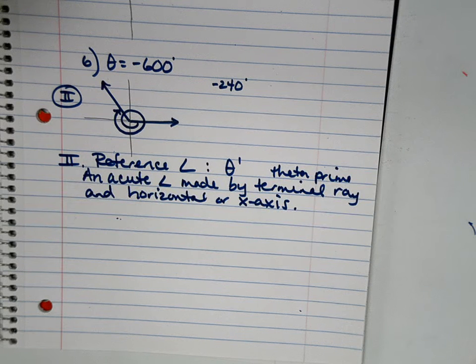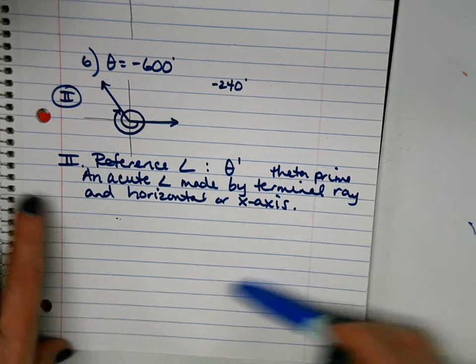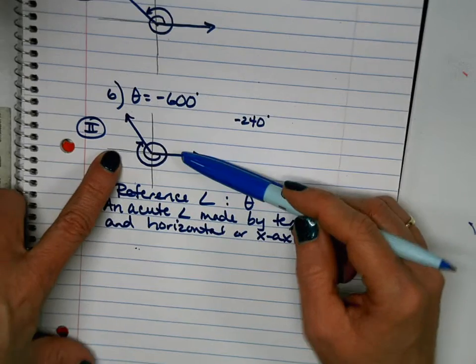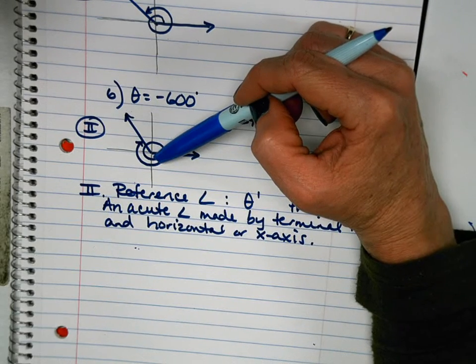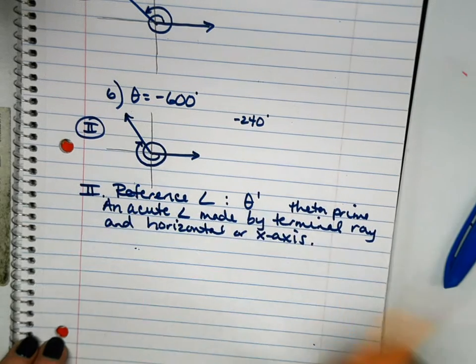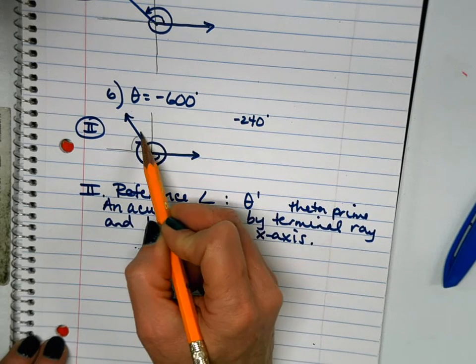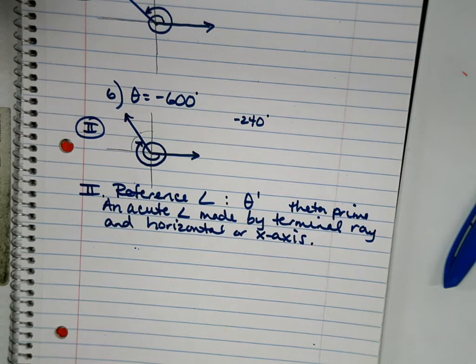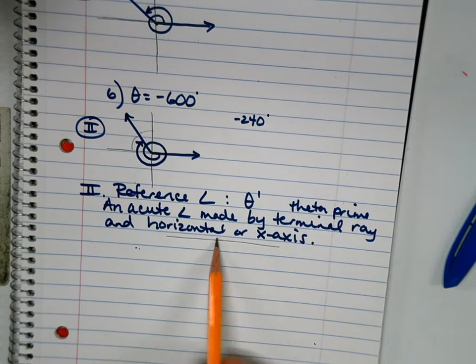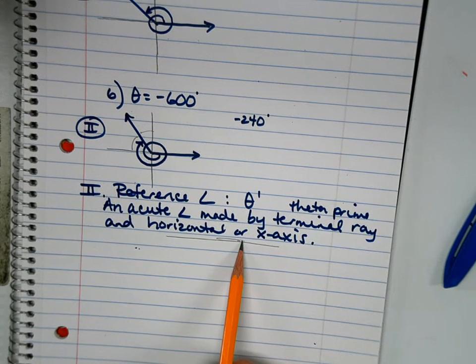What I'd like to do is go back to the 6 graphs that we made and figure out what theta prime is in every case. Okay? So let's go to number 6 right here. As you can see by this terminal side here, there's 2 acute angles that are created. There's this one, and there's this one. Only one of them's the reference angle. Okay, and the key is it has to be made by the horizontal or the x-axis.